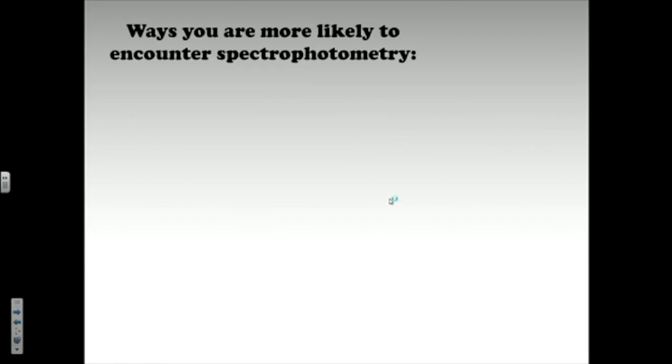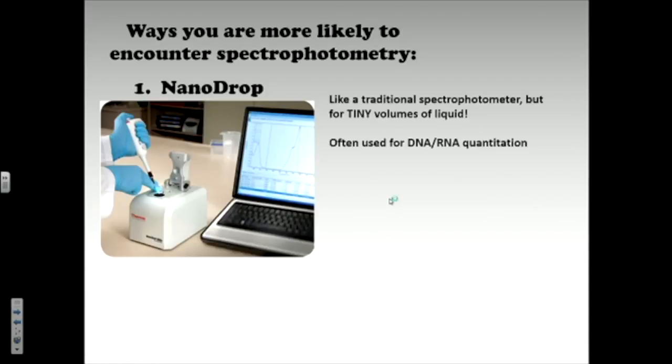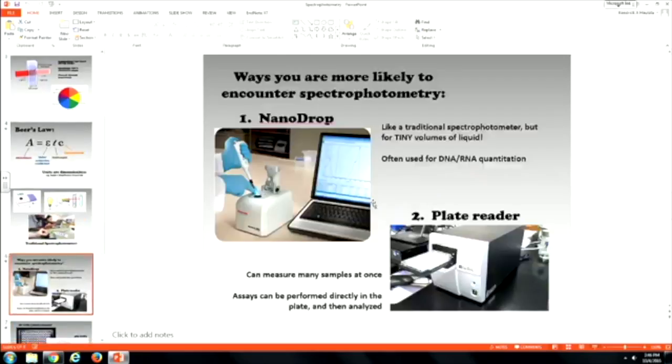So two ways. The first way is, I don't know if anybody's ever used one of these, the NanoDrop. It's basically the same principle as that spectrophotometer with the square-shaped cuvette, except it's tiny. You're using 1 microliter at a time of your sample, and it's super, super cool. And the only way I can explain it is to show you their website.